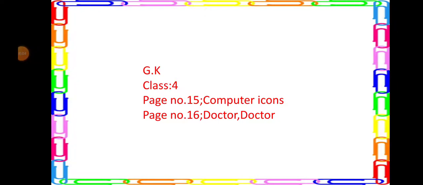So this video is for class 4 and today we are doing page number 15, computer icons, and page number 16, doctor, from your GK book. Okay, so please get ready with these two pages in your GK book. Please open the pages and write down today's date. So let's start our class.